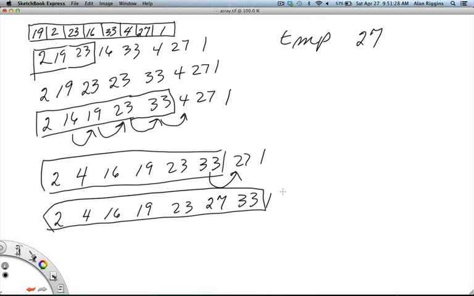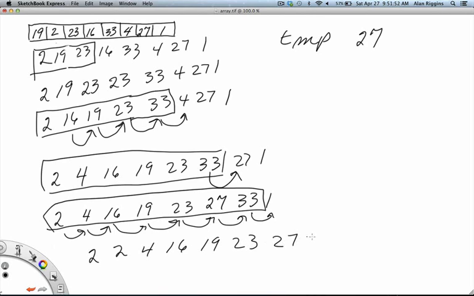So again, we start shifting. We shift the 33, the 27, the 23, the 19, the 16, the 4, the 2. So we end up with 2, 2, 4, 16, 19, 23, 27, and 33. And at that point, we fall out of the inner loop, and here we write the 1. And our array is now in sorted order.